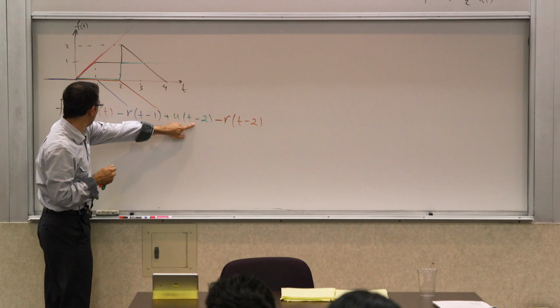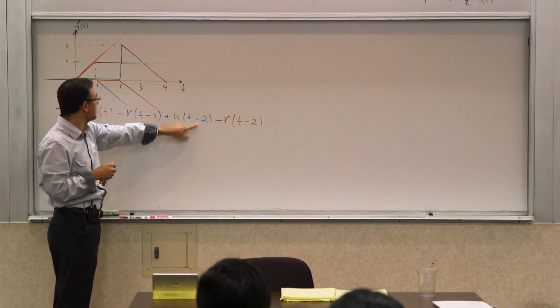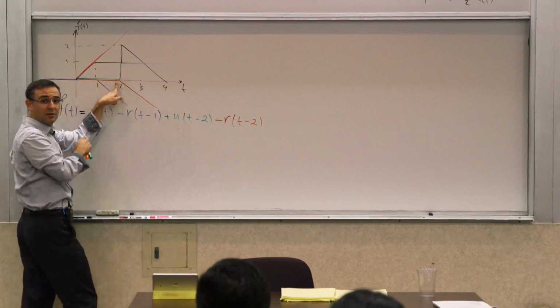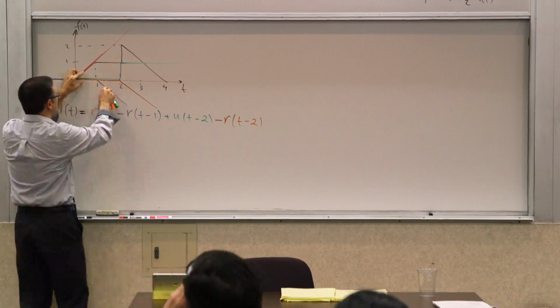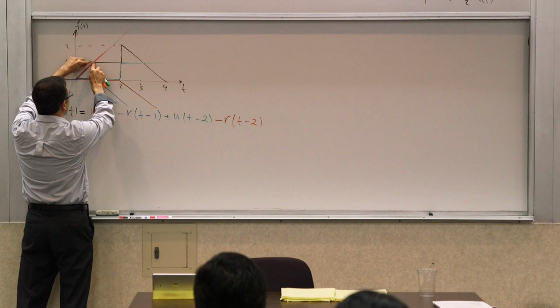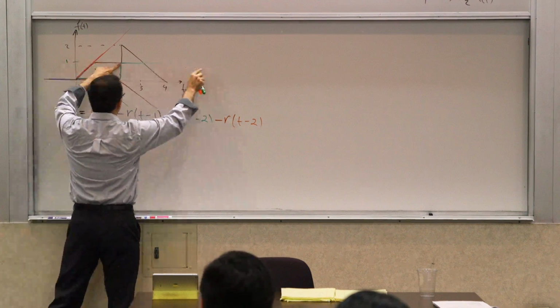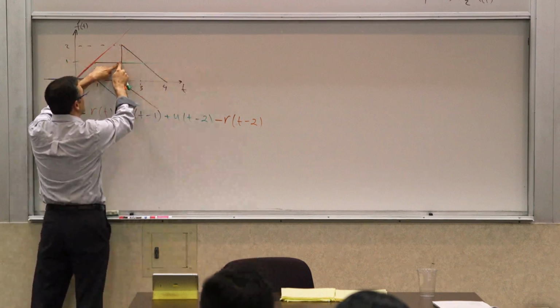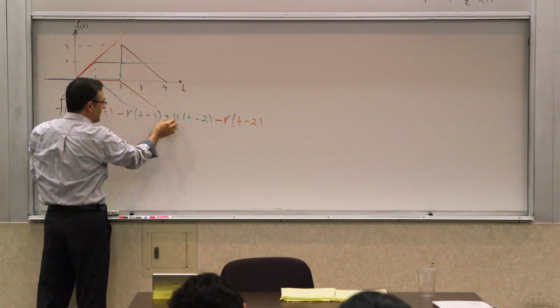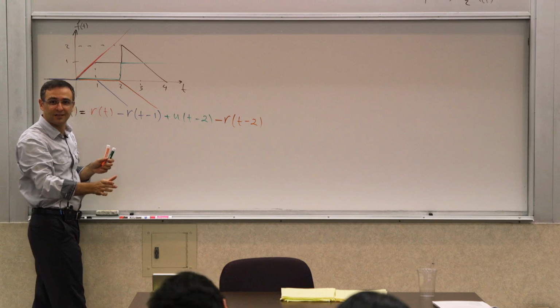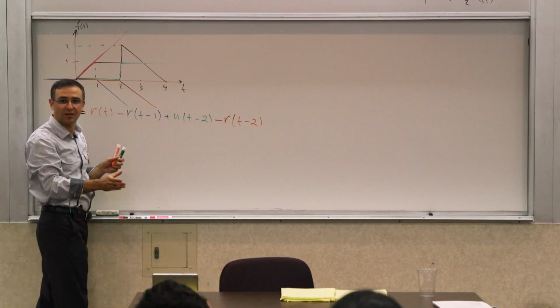Why is this u of t minus 2? Is that the question? Because think about this green function. That's the function I'm adding. The blue and the red together give up to here, but then keep going. U of t minus 2 is here to make a jump at t equals 2. Because remember, u of t minus 2 is shifted u of t. You need to shift them in time, right?